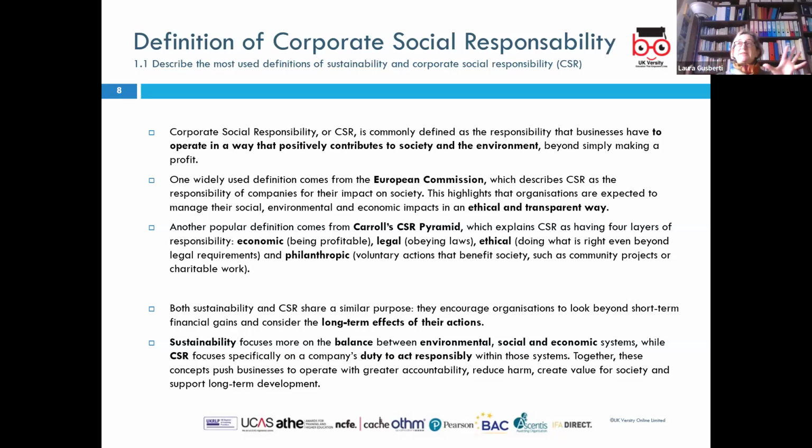Both sustainability and corporate social responsibility have a long-term view of their action. As I mentioned before, sustainability is a wider concept, and the focus is more on balancing the three pillars: environmental, social, and economic, within a society. But corporate social responsibility is a choice made by a company with a duty to act responsibly within these three areas.